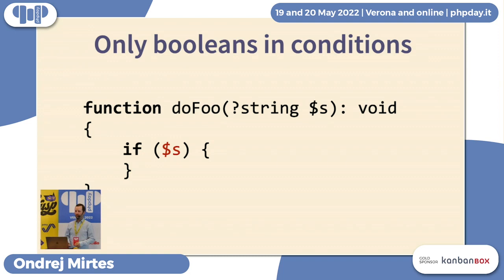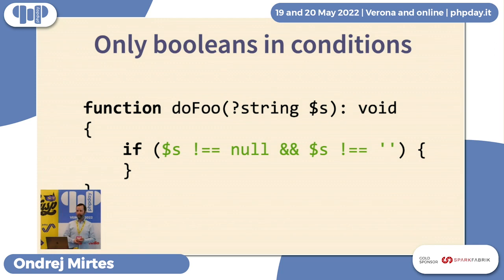So by enforcing only boolean conditions, it forces you to write code like this. So we want to eliminate null, and we want to eliminate empty strings. And I really like writing explicit conditions like this.